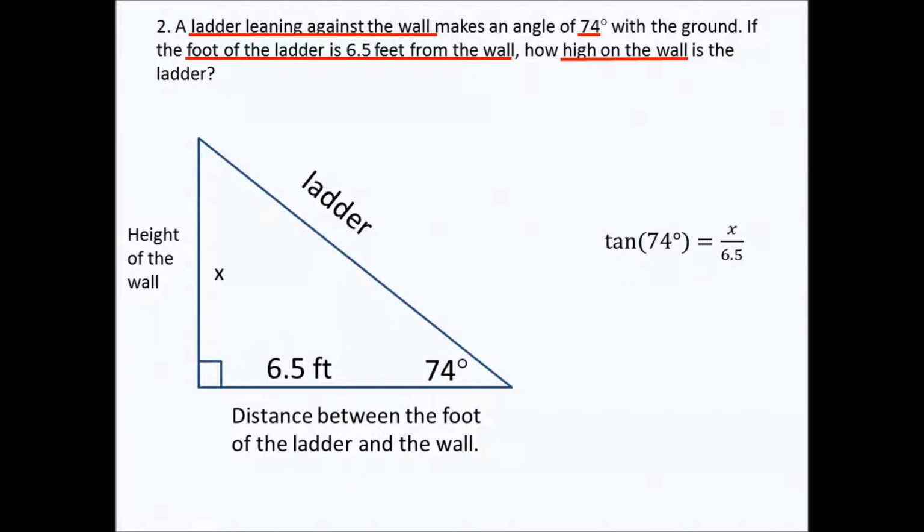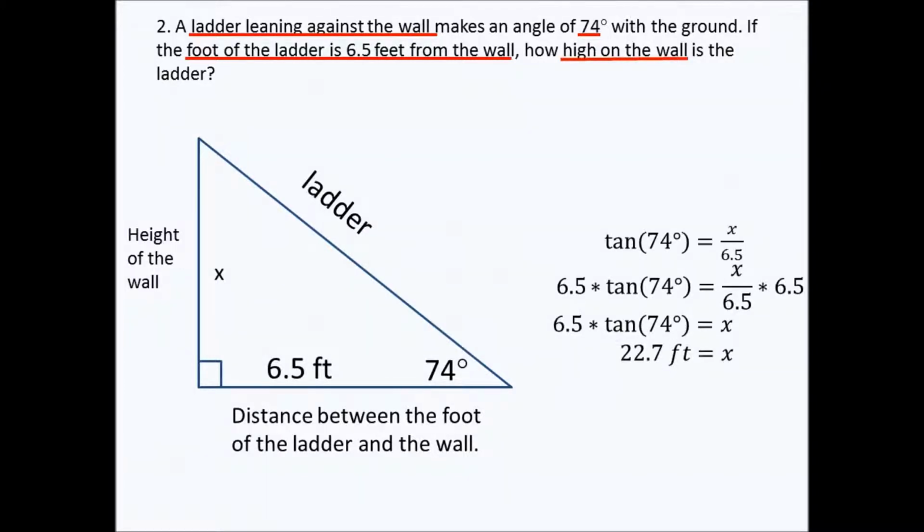The rest becomes algebra. We're going to multiply both sides by 6.5. The 6.5 on the right side cancels out with the 6.5 that's being divided. So 6.5 divided by 6.5 is equal to 1. On the right side, we're left with just x. So 6.5 times tangent of 74 is equal to x. x is approximately 22.7 feet.